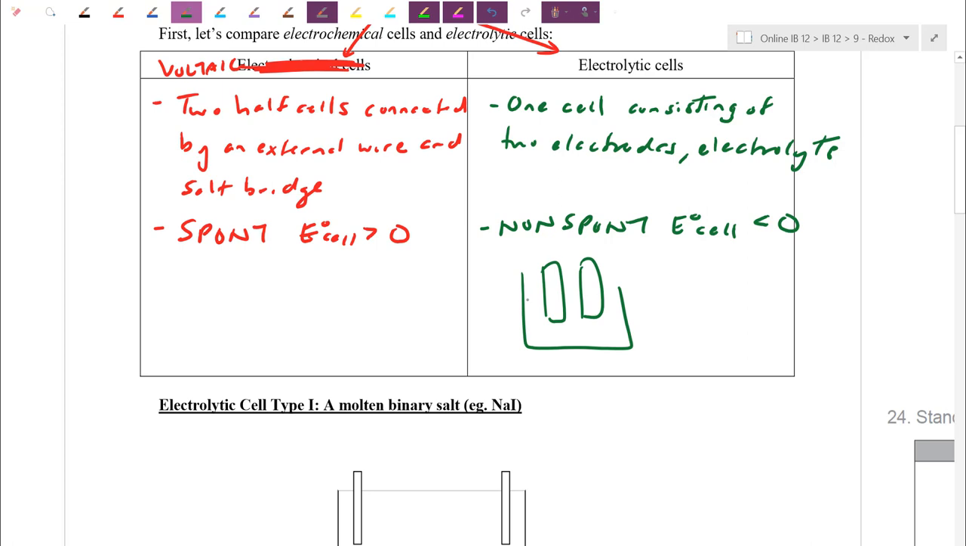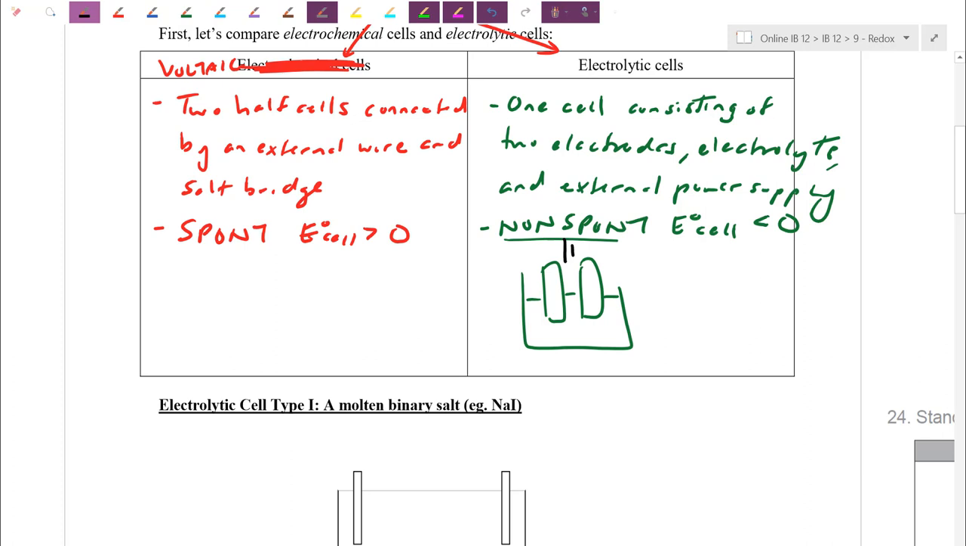We basically really only have the single container. I have everything there. They're just not going to react because it's non-spontaneous. What we're going to do is actually supply an external power supply. That's going to be the last bit. An external power supply or a battery of some sort, and we're going to put a battery in to actually run the chemical reaction.